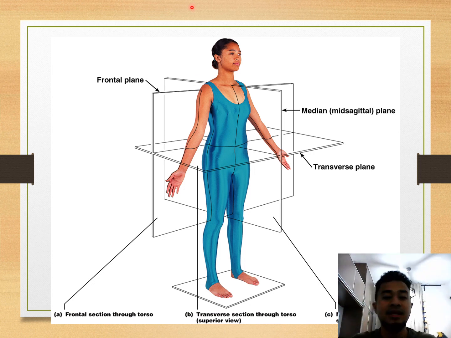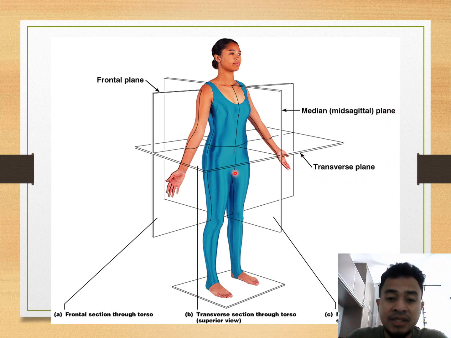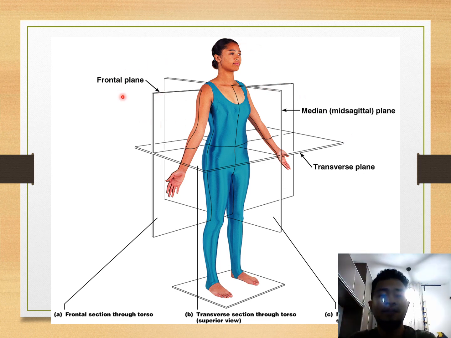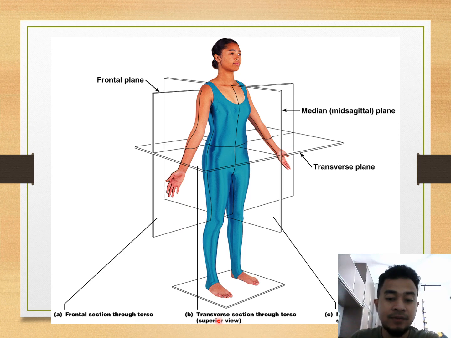So these are the planes that we just discussed. This is the transverse, which I said cuts horizontally. Median, mid sagittal plane, between frontal, from this side, and transverse, you can see from this area.